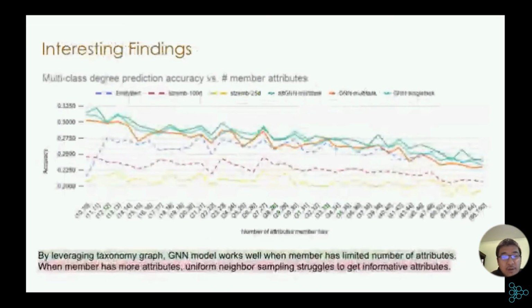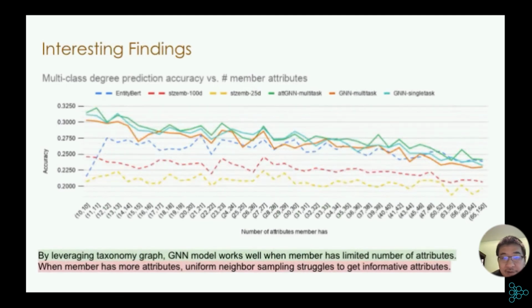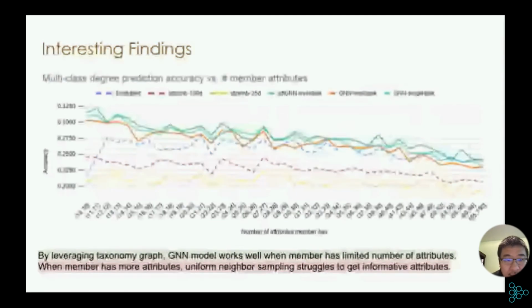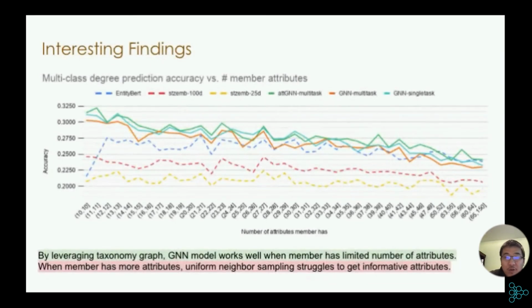And we did a lot of experiments and compared with other baselines, and we have some interesting findings. For example, one of the important findings is that when a member has a very limited number of attributes, the taxonomy graph really helps a lot.